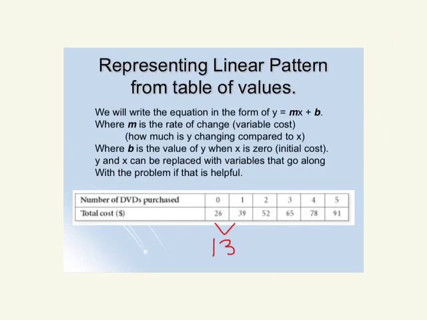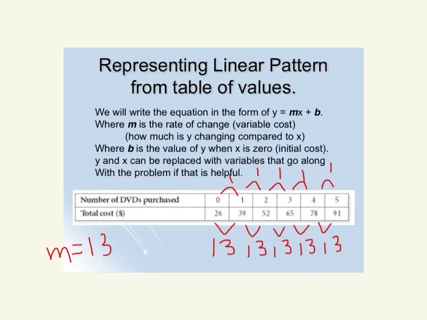So that's 13, this is 13, this is 13, this is 13, and this is 13. And since the x values are only increasing by 1 each time, then we know that our rate of change, or m, is equal to 13. And so our initial equation is y equals 13x. Now, the value of y when x is 0 is 26. So I need to plug in or have 26 as my b.